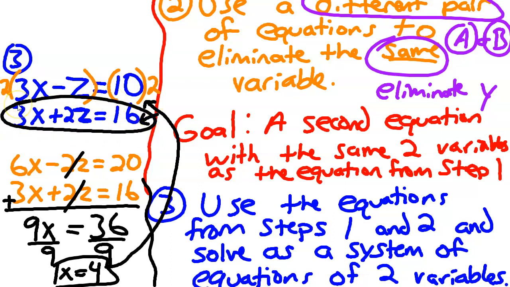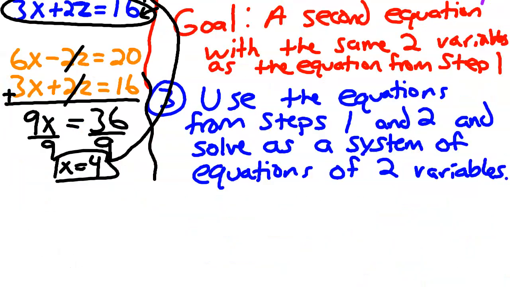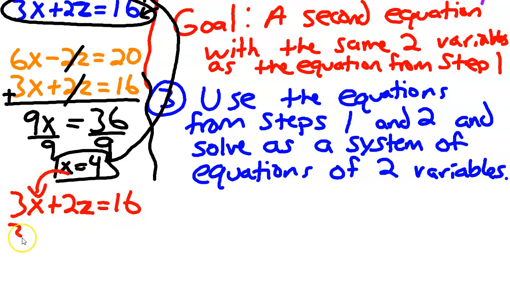So I'm going to plug it back into this bottom equation here. I'm going to plug 4 in for x, and then I can solve it for z. So let's go ahead and do that. We'll do that down here. Let me switch colors. So we'll have 3x plus 2z equals 16. I'm sorry, I'm trying to make my z's look like z's. We're going to plug 4 in for x here.